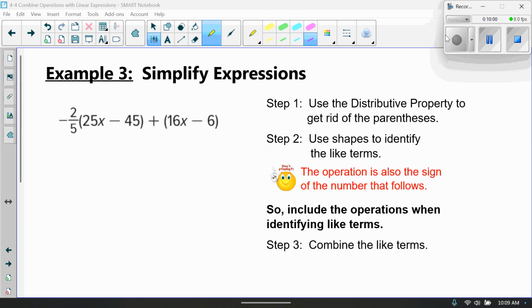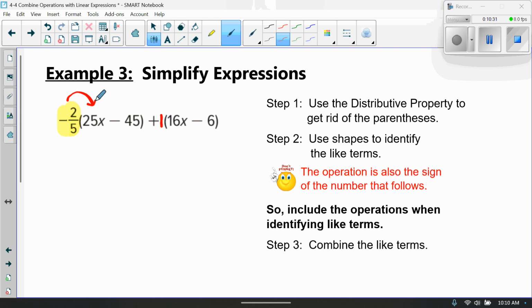All right, example 3 has 2 sets of parentheses. That's not a big deal, because all we have to do is use our distributive property to get rid of them, okay? Now, this is bringing everything together, okay? So let's start with distributing. We're distributing a negative 2/5 here, and on the second expression, we're distributing a positive 1, okay?